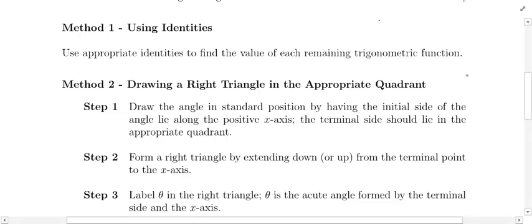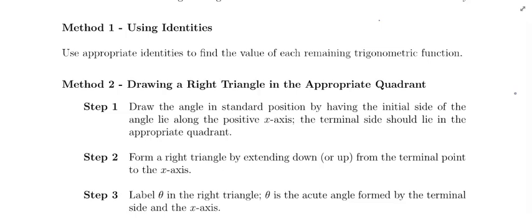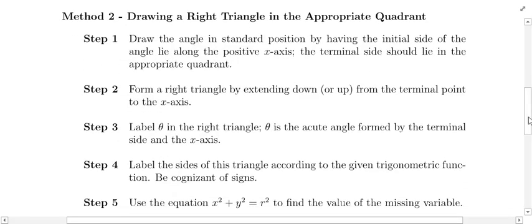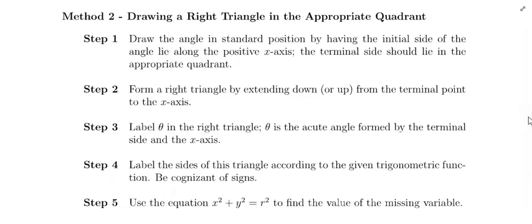One of the drawbacks of method 1 is it's not visual. You're just plugging and chugging into identities. Method 2 is more of a visual process. So if you're a visual learner, this might be good for you. You can draw a right triangle in the appropriate quadrant. And there are a few steps associated with this.